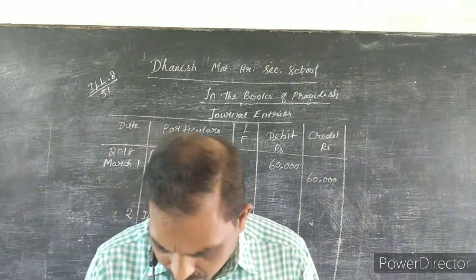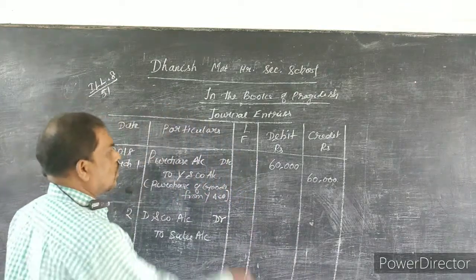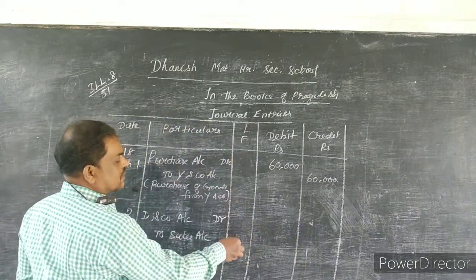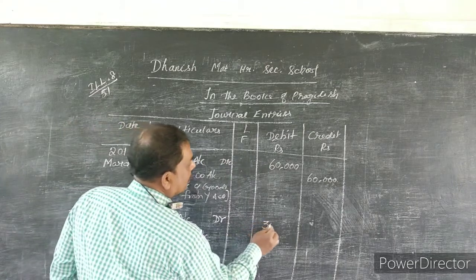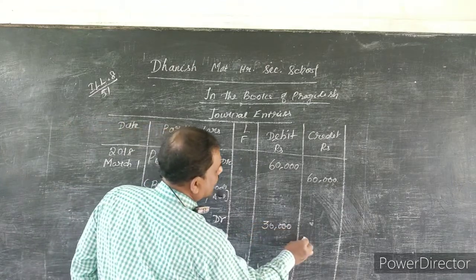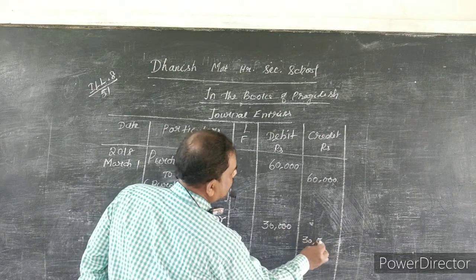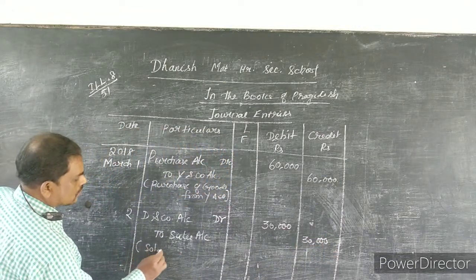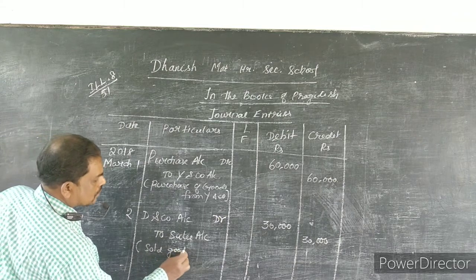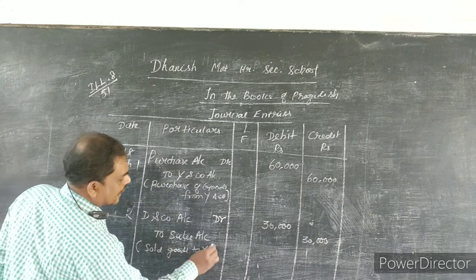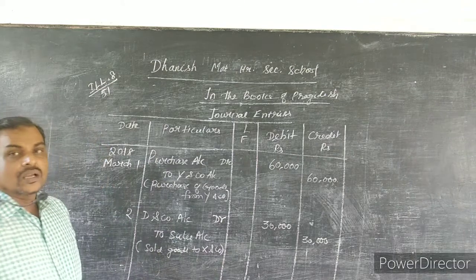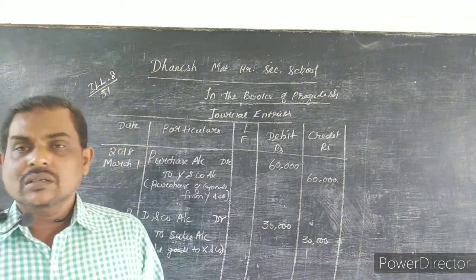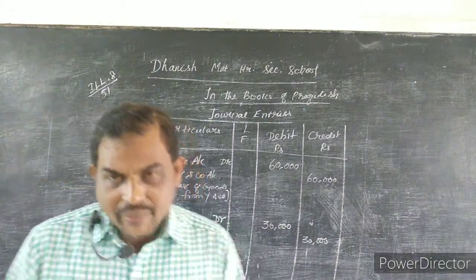How much? Rupees 30,000. Just put the amount in the amount column, 30,000. Okay, the narration is: sold goods to D and company. Understood? So what is the third entry?